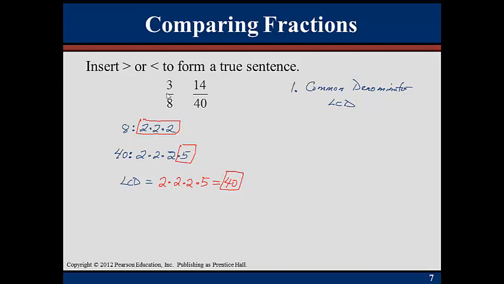So now we need to have each denominator be 40. So what can we multiply 8 by in order to make it 40? It's going to be 5, which means we're going to multiply the 3 also by 5. The second fraction already has 40 in the denominator, so we don't have to change that. And now we end up with 15 over 40, and 14 over 40.